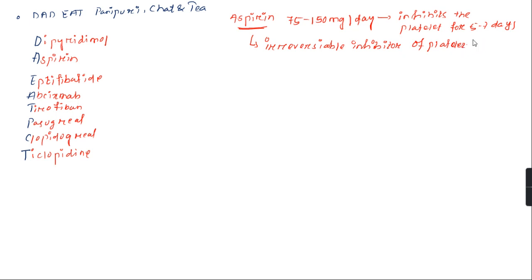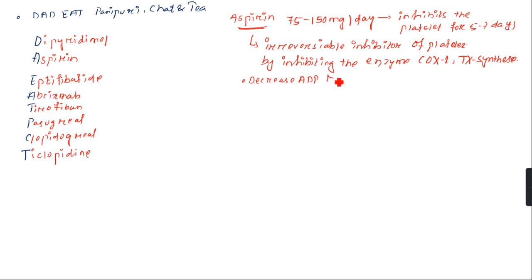Okay, it is an irreversible inhibitor of platelet by inhibiting the enzyme COX-1, that is cyclooxygenase 1, and thromboxane synthetase, which helps in platelet synthesis. So basically this dose, that is 75 to 150 mg per day, is used. This is the mechanism of action of aspirin, and one important action aspirin shows is that it decreases ADP synthesis or ADP release, that helps in platelet adhesion. The platelet adhesion is basically due to ADP.